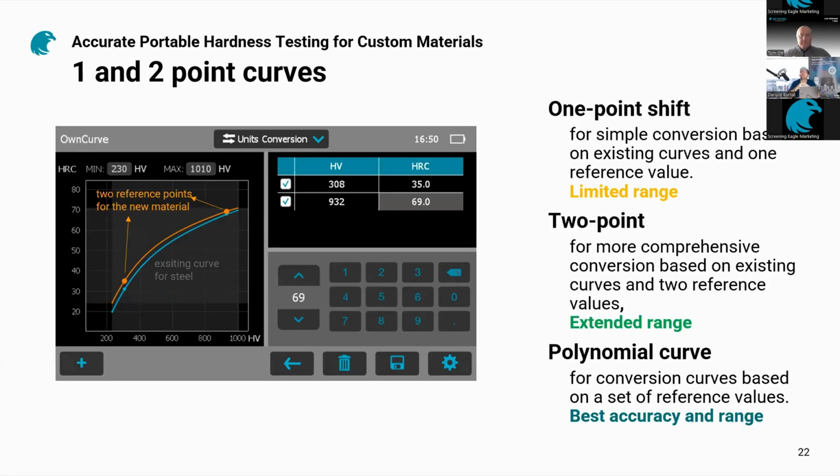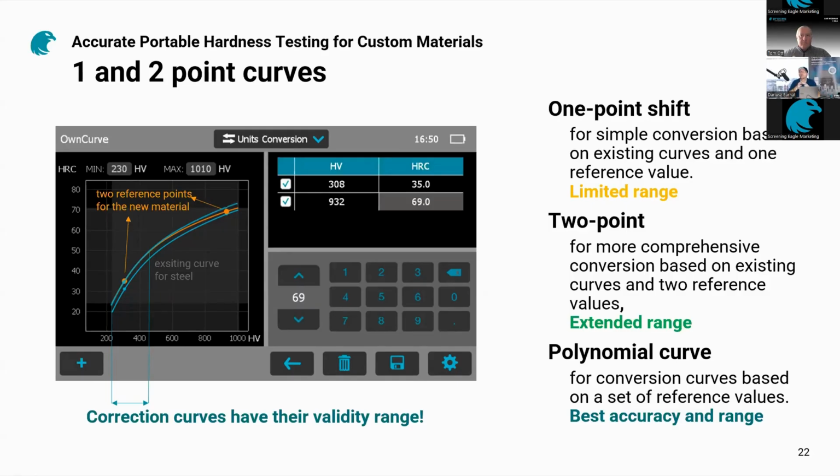And this is a two-point conversion curve. It's much more accurate than the one-point shift. The reason behind this is that if you conduct only the one-point shift, you would learn that there is a specific range where the one-point shift can be applied. In other words, the number of those measurements increases the range of the curve and the validity.